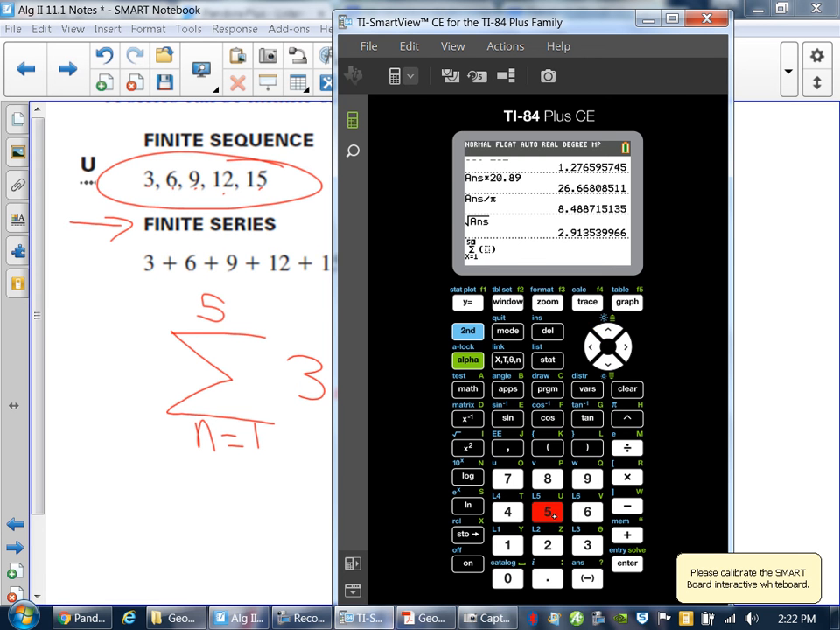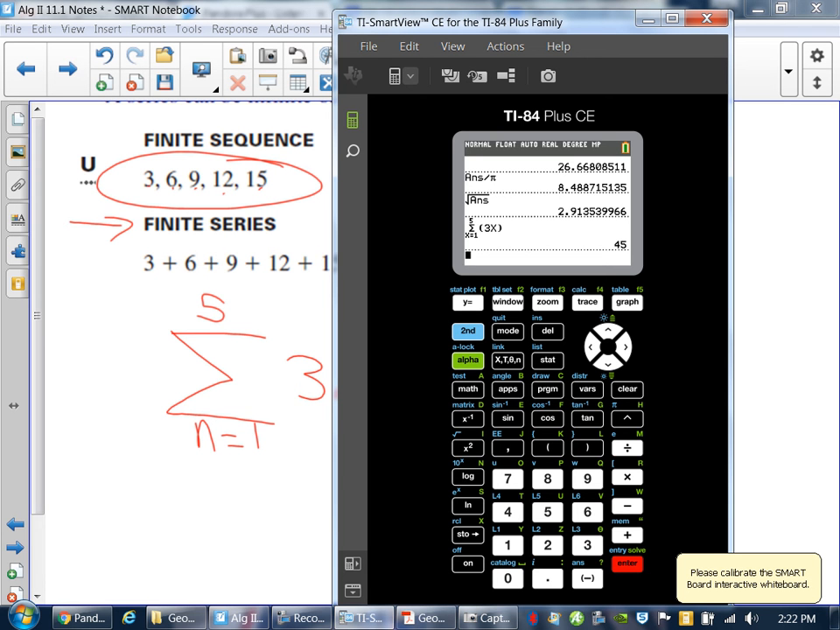There are 5 terms, and then in the parentheses, you just put your rule, 3x. Why does it say 45? Oh, is that because it's 15 plus 12 plus 9 plus 6 plus 3? Yep. So it's like a factorial, but more.